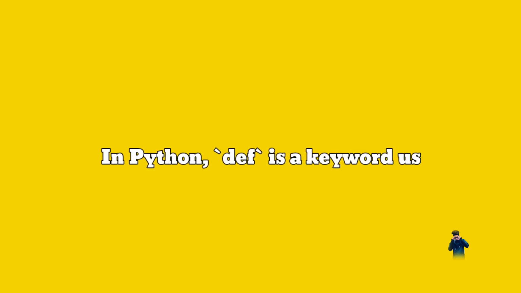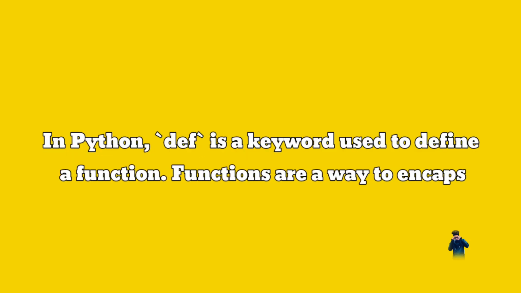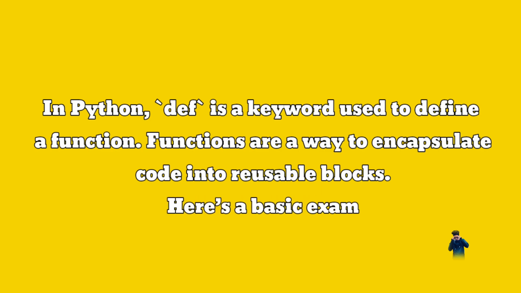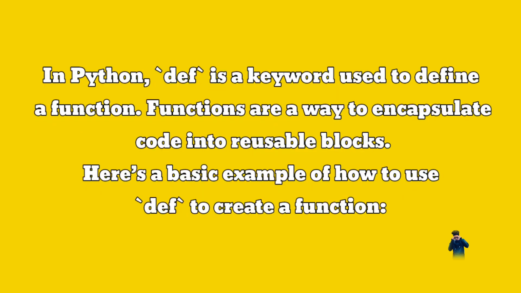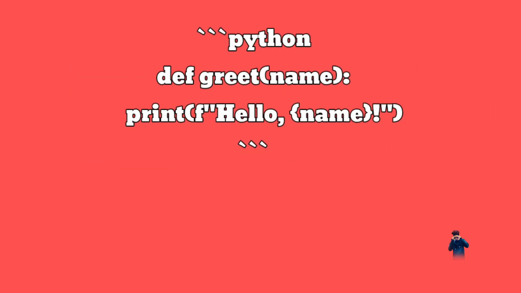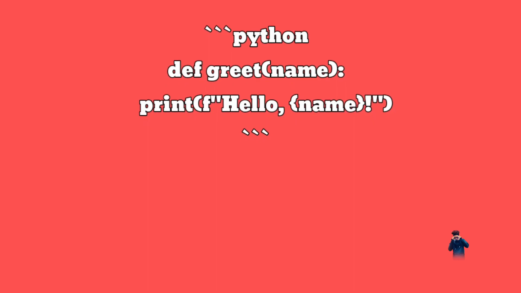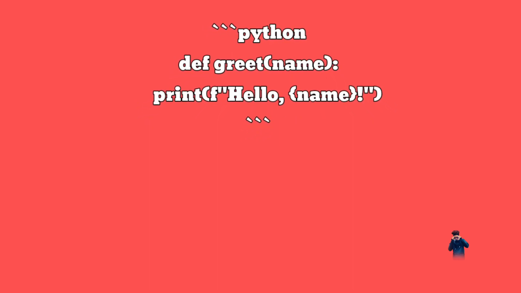In Python, def is a keyword used to define a function. Functions are a way to encapsulate code into reusable blocks. Here's a basic example of how to use def to create a function. Python: def greet(name): print("Hello", name).